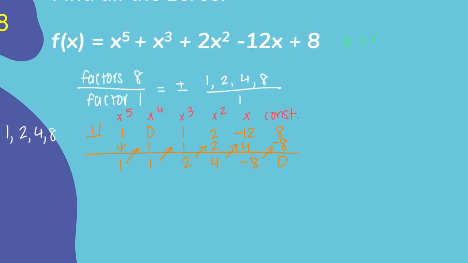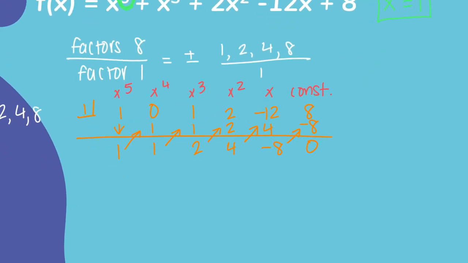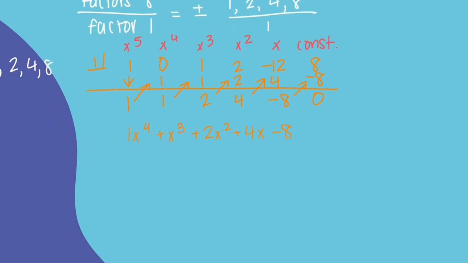All right, I'm going to go ahead and write one of my answers right here, x equals 1. Keep in mind, how many answers do I need? 5 answers in total. All right, now looking at it, again, I need 5 answers. I already have 1. Okay, I am going to go ahead and write out what I have. I have 1x to the 4th. I could just put x to the 4th plus x to the 3rd plus 2x squared plus 4x minus 8. Looking at this, can I factor this? No, I cannot factor this.